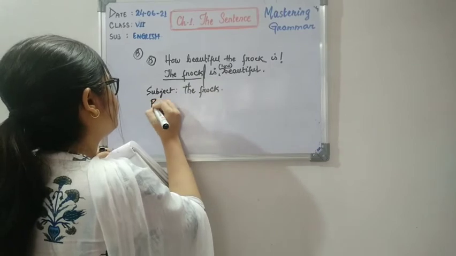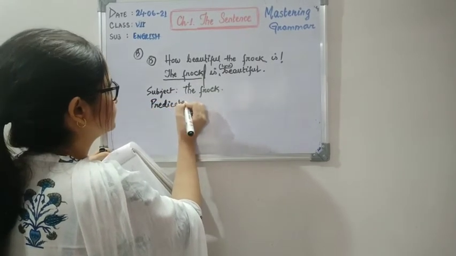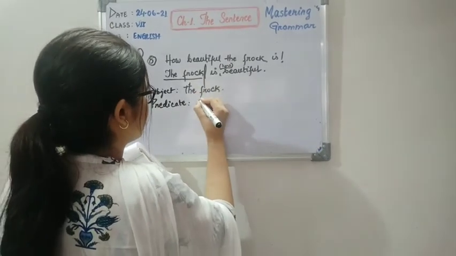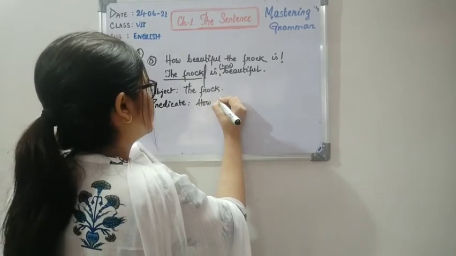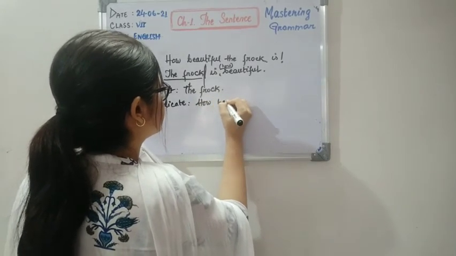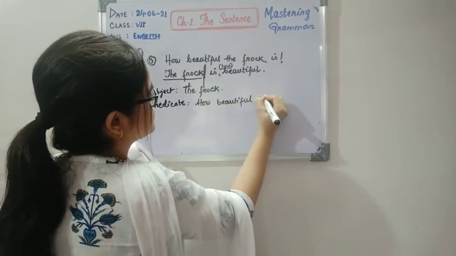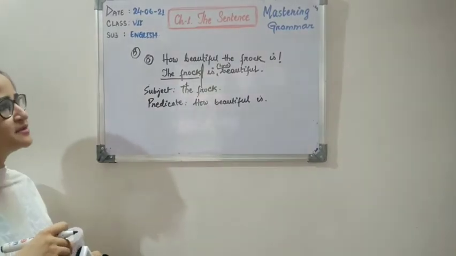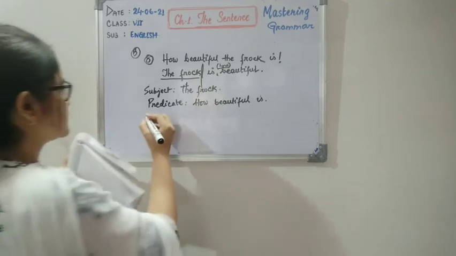So predicate now. With predicate, we see that how will be in the predicate and beautiful is. Okay, children. So this is going to be the predicate part. So this was a good example of an exclamatory sentence and how you have to find out the subject and predicate in these kinds of sentences.